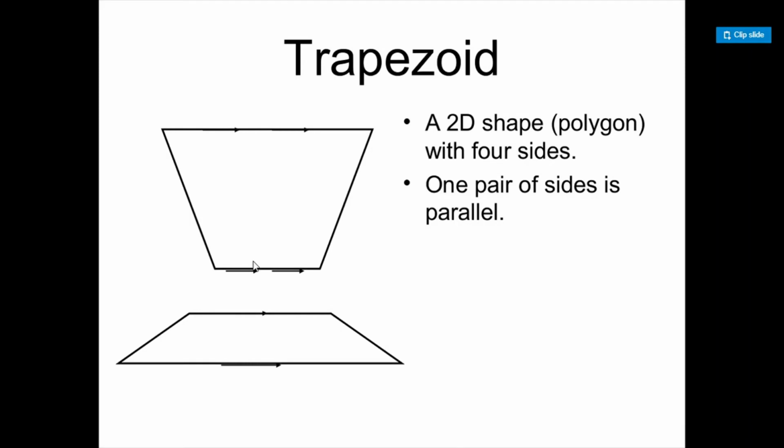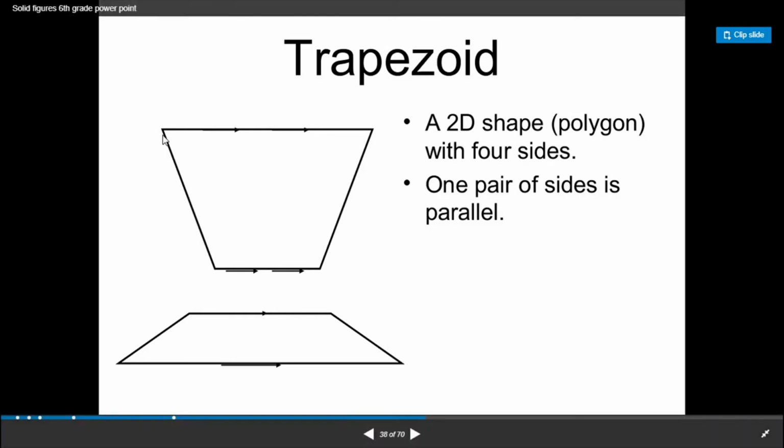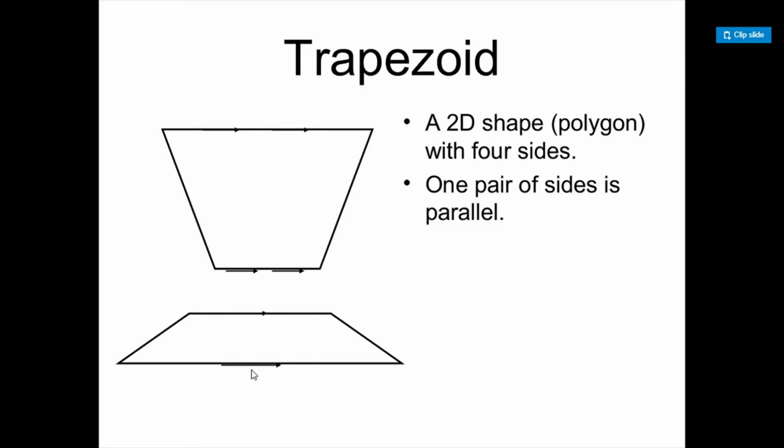So we have also a trapezoid. A trapezoid is a polygon with 4 sides. One pair of its sides is parallel, which means this side and this side are parallel, because no matter how we extend this side and also this side, they will not meet. But the other sides of the trapezoid are not parallel, because if we extend this line and this line, they will surely meet. So a trapezoid is a polygon with only one pair of parallel sides.